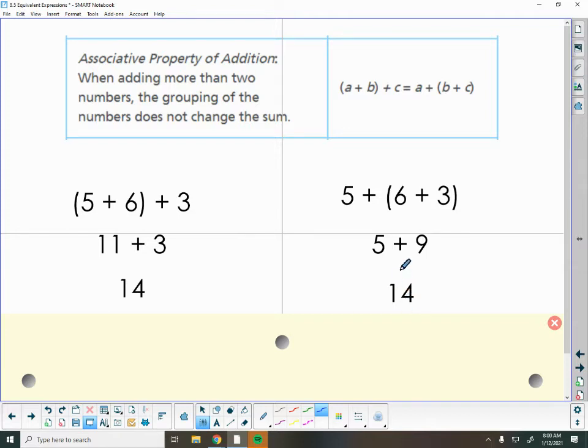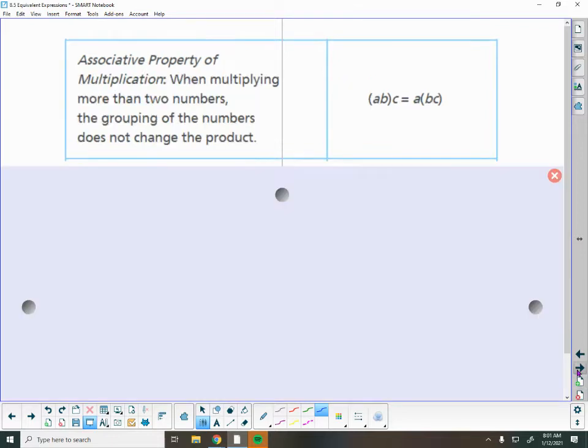When you're just adding numbers, just like the commutative property, it's not going to matter which ones we do first. When all you're doing is adding, you'll get the same answer. So it doesn't matter which ones you associate together, as long as all you're doing is adding. As soon as you throw another operation in there, then it does matter what you do first.